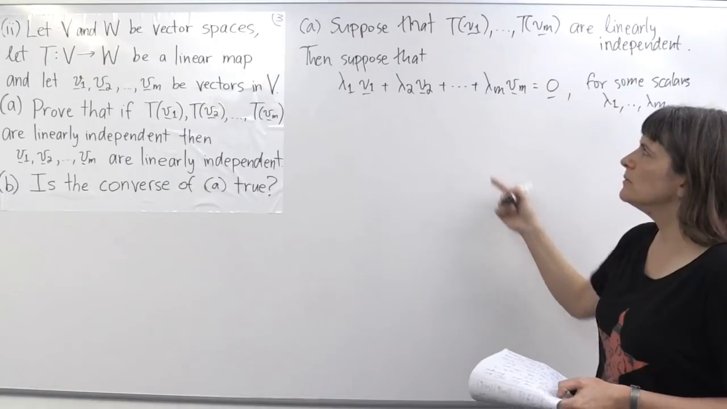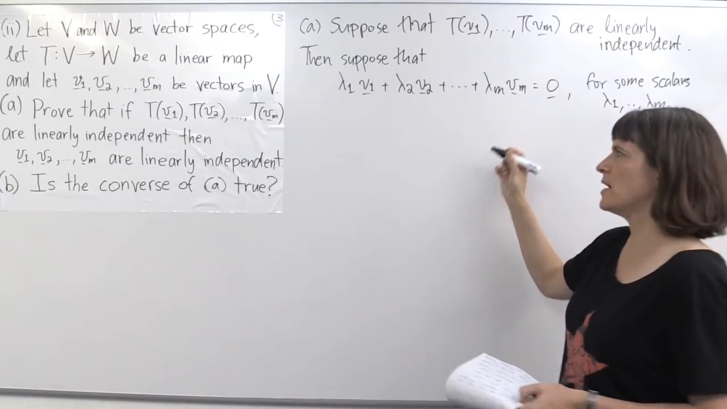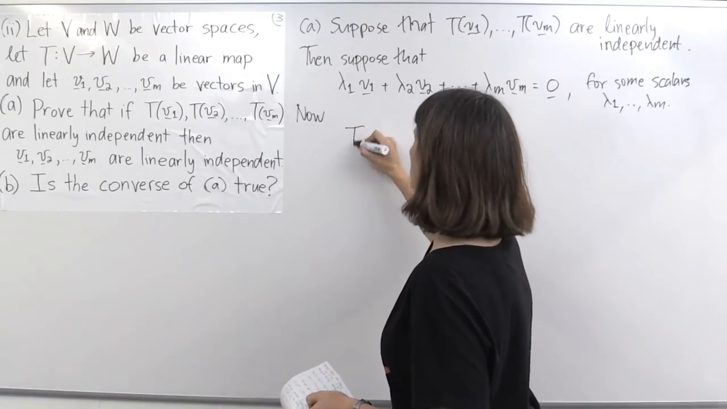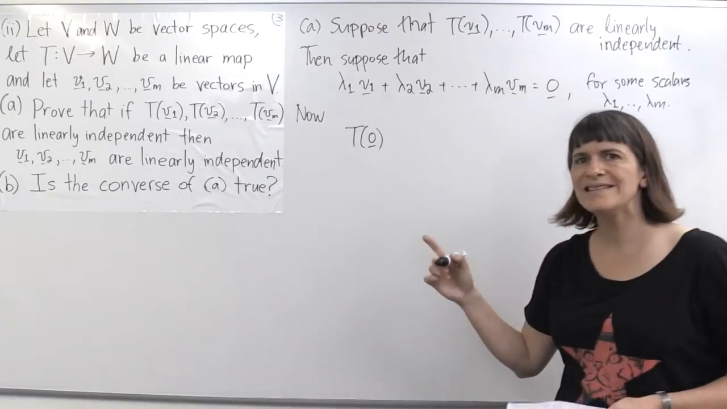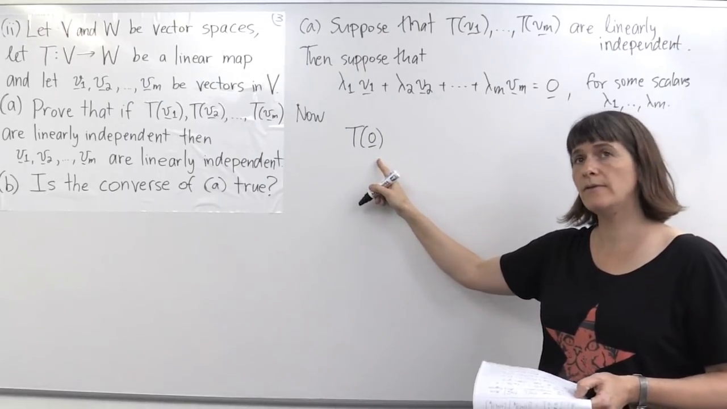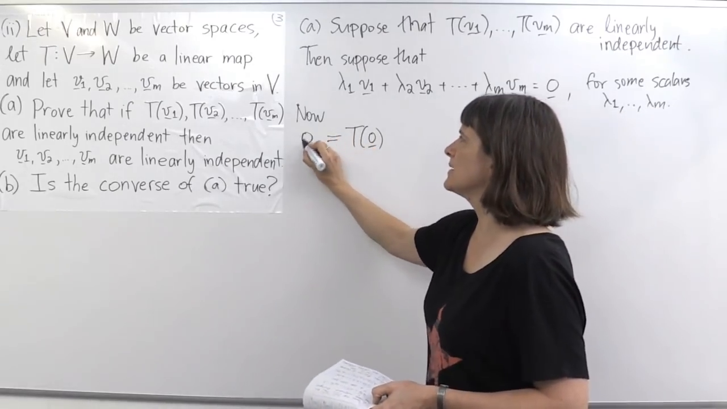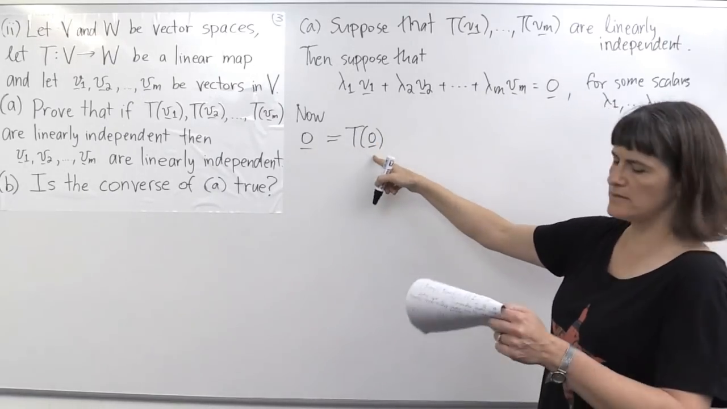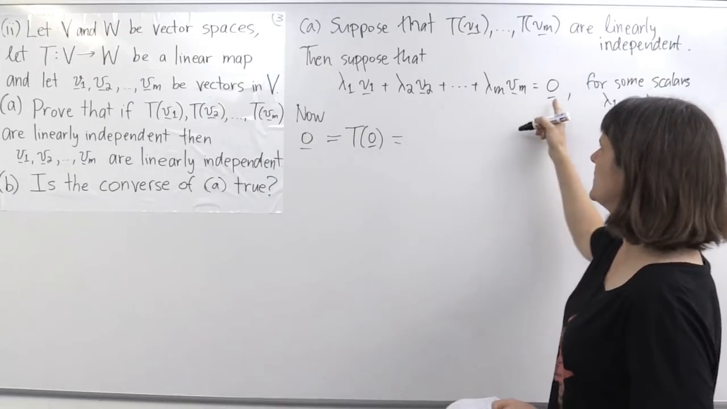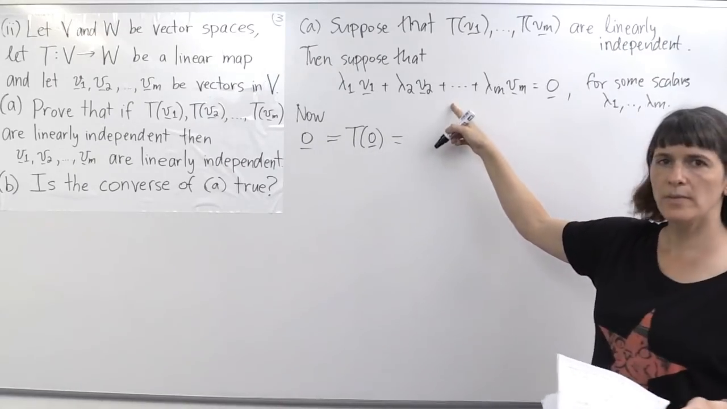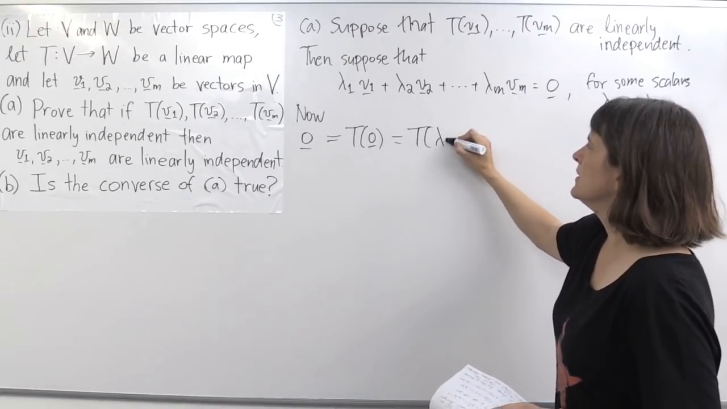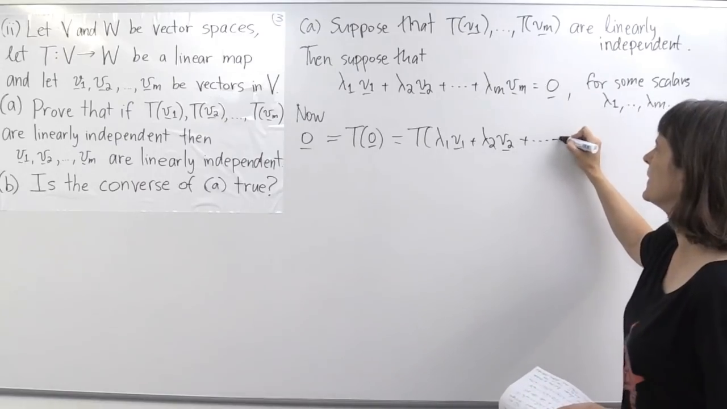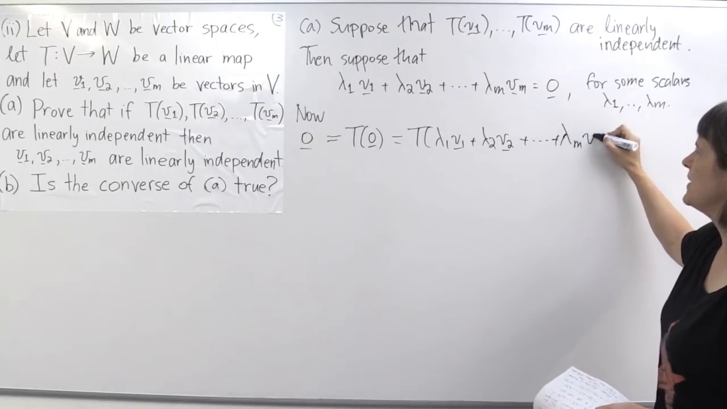So what can we do? Well, really all we can do is apply the map T to both sides. So T of 0, I'm going to work backwards. If you apply T, a linear map, to the 0 vector of V, you're going to get the 0 vector of W. That's a fact for all linear maps. So we can have 0 is T of 0, and that's applying T to the right-hand side. Now we apply T to the left-hand side. Lambda 1 V1, lambda 2 V2, and so on, up to lambda m Vm.